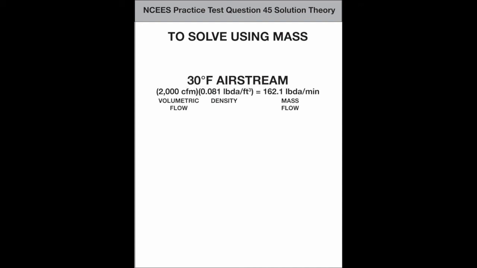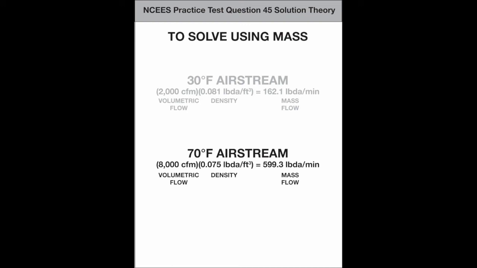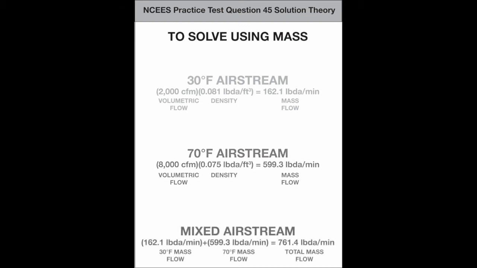2,000 CFM times 0.081 equals 162.1. 8,000 CFM times 0.075 is equal to 599.3. Total mass flow of the combined airstreams is the sum of these two, 761.4.